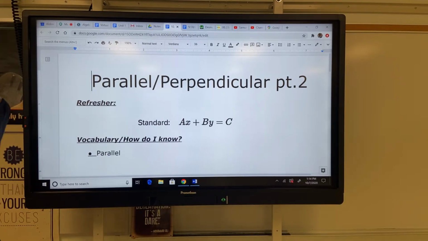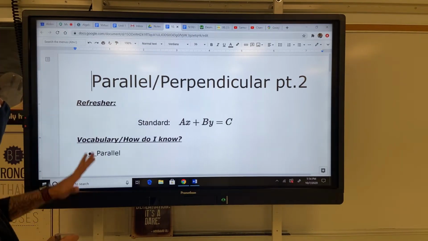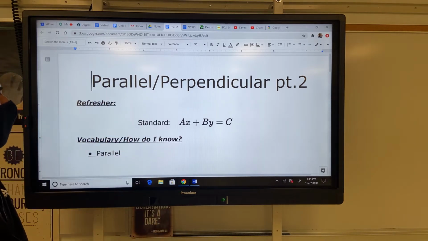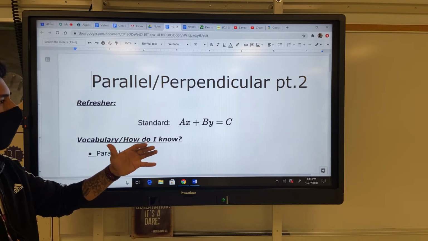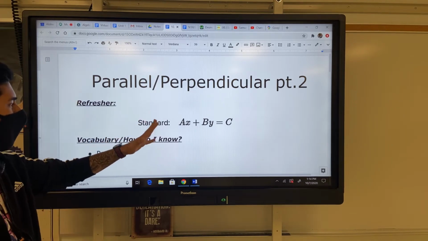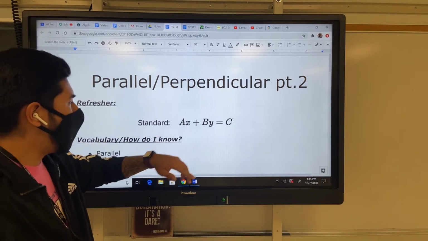Okay, parallel and perpendicular part two. We're gonna keep going with the flow. Let's make sure that we got this. Yesterday you did point slope and slope intercept form. Today, standard form, the ax plus by equals c.